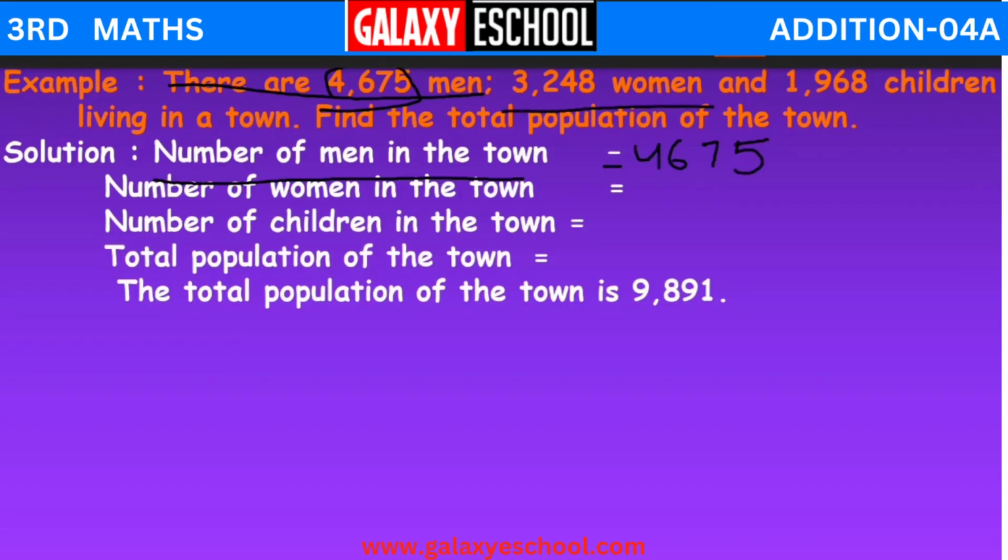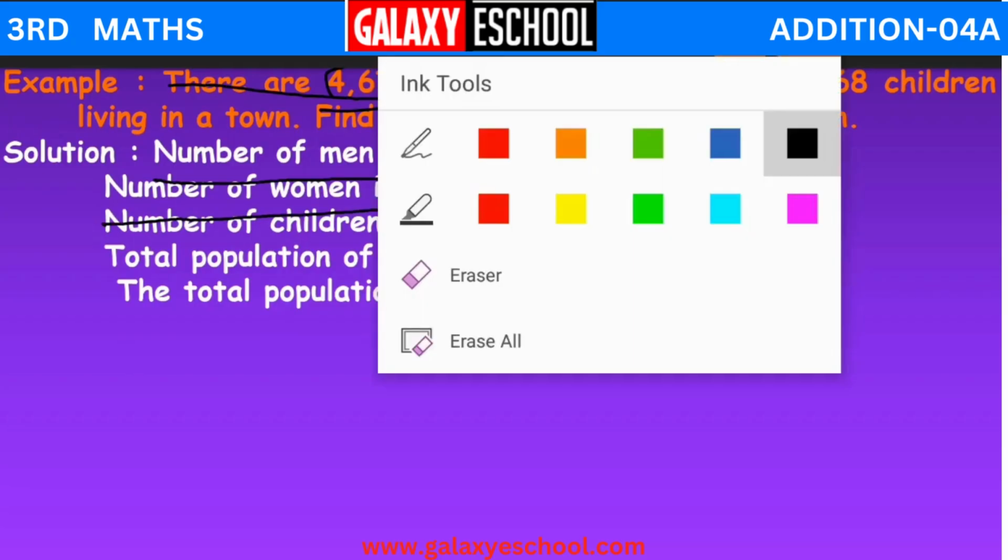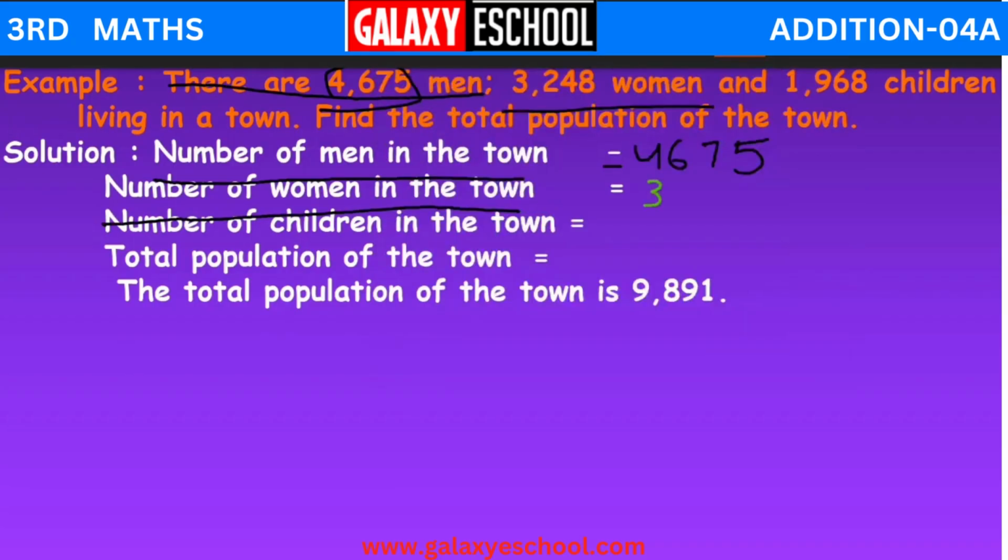So next we have 3,248 women. Now what is this? This is the number of women in the town is equal to 3,248. Yes, 3,248. Next we have 1,968 children. Now what are these? This number is the number of children in the town is equal to 1,968.